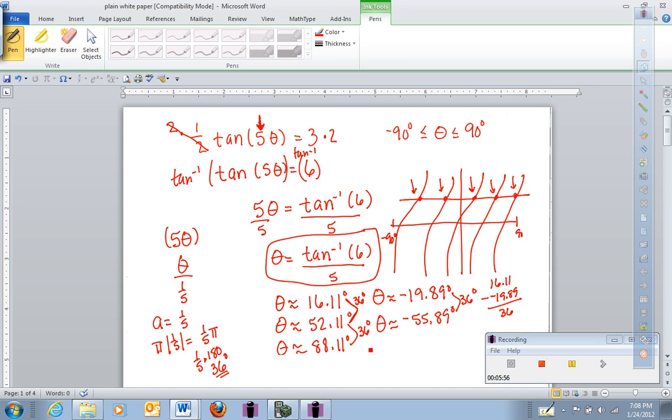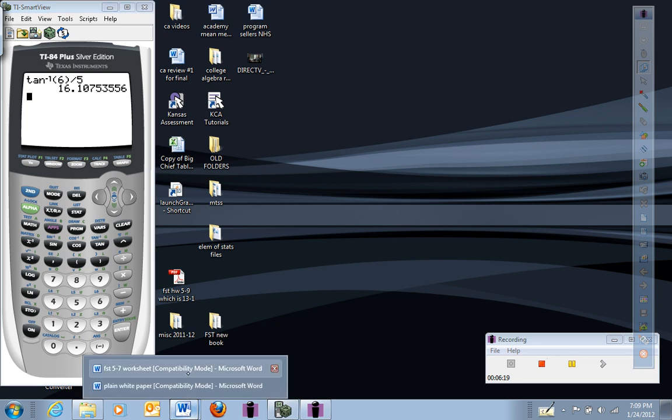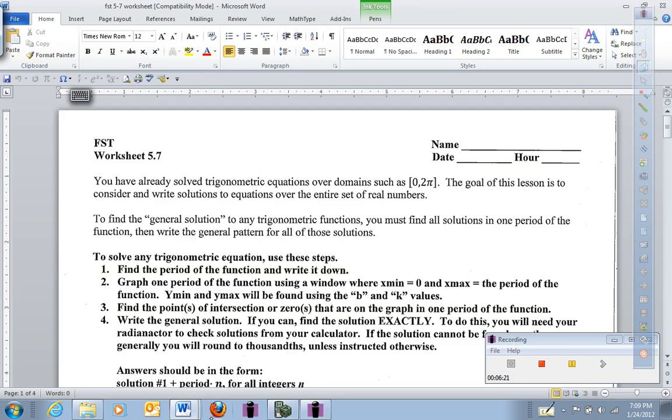So it just so happens that they're all 36 degrees apart because the period here is 36 degrees. But I want to work with you on some techniques to help you know how to find all of the solutions and write them in what's called the general form. So to do that, I'm going to bring up this worksheet, 5-7, and you can read along on yours as we go here. It says you have already solved trigonometric equations over domains such as 0 to 2 pi.